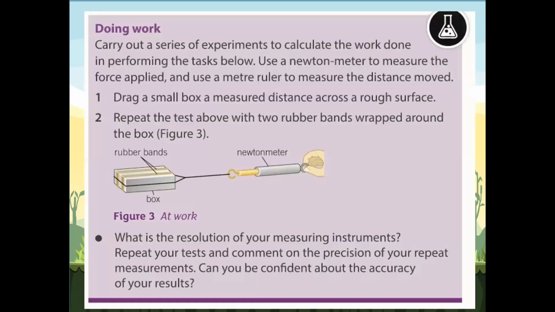Easy. So this is an experiment to measure work done. You have a Newton meter, a rubber band, and a box. You need to work out how much force you put in and apply, and then see how much distance the object moves, and that will give you the work done. This is an experiment you could do at home, but I don't think you have a Newton meter at home. You could do this in school.